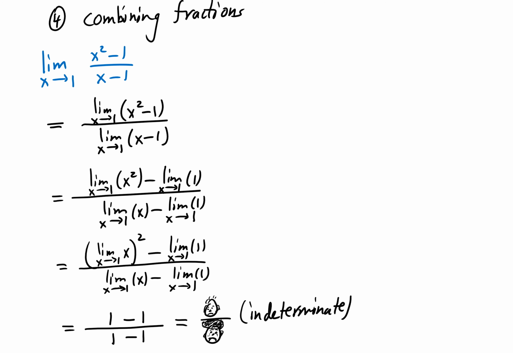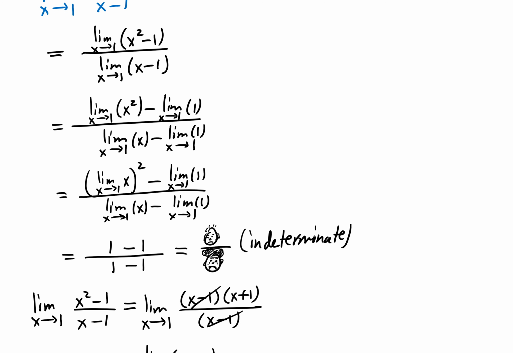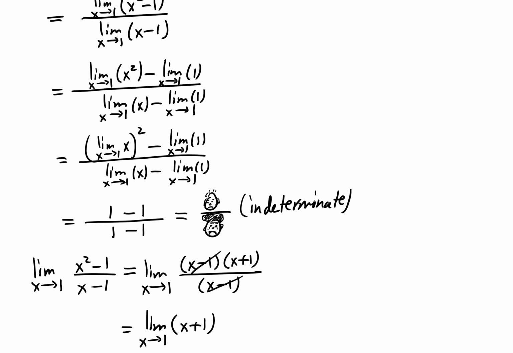So that's not an answer. So what do we have to do? One of the tricks. So you must show that you got 0 over 0 first. And then we can move on and factor the top as x minus 1 times x plus 1 over x minus 1. The x minus 1 cancel each other. Then we're just finding the limit for x plus 1.